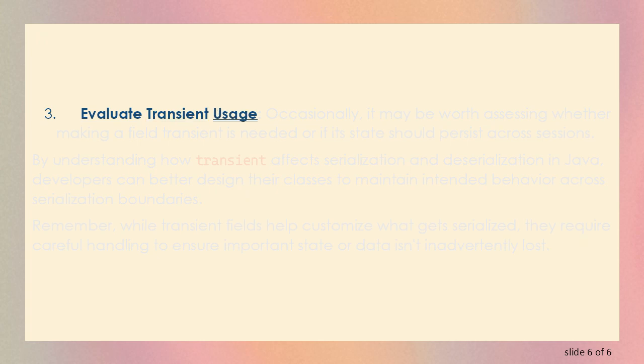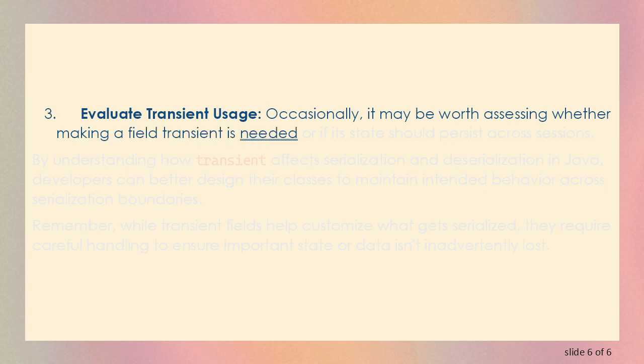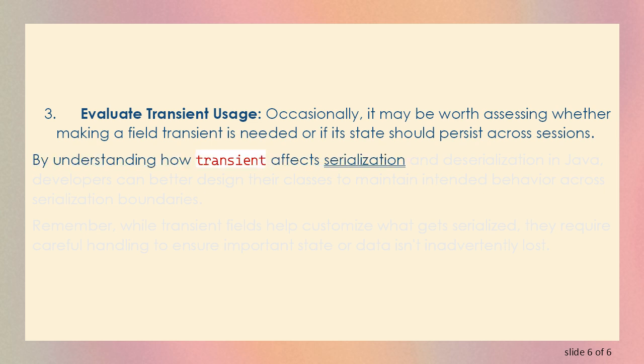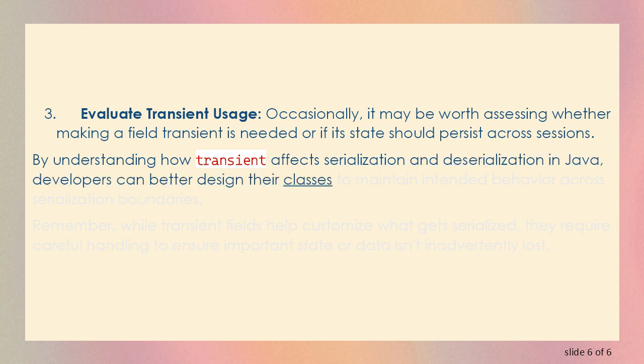Evaluate transient usage. Occasionally, it may be worth assessing whether making a field transient is needed or if its state should persist across sessions. By understanding how transient affects serialization and deserialization in Java, developers can better design their classes to maintain intended behavior across serialization boundaries.